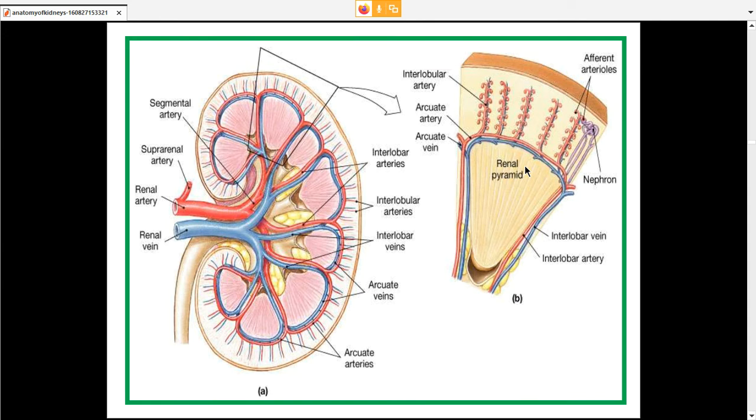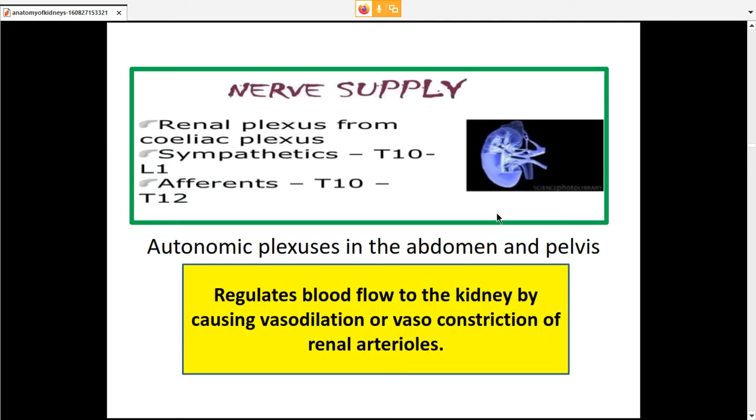So where does this filtration and reabsorption process take place? It takes place in the structural and functional unit of the kidney called the nephron, which we are going to discuss shortly. Then the nerve supply is the renal plexus from the celiac plexus, sympathetic and parasympathetic. The sympathetic supply comes from T10 to L1, and the afferents from the kidney, how we feel kidney pain, enter the T10 to T12 segments.